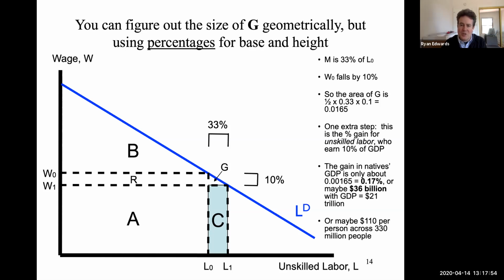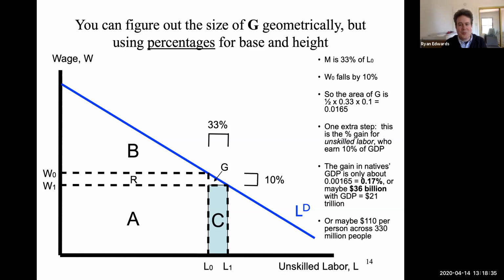And so we're talking about something that might be about $36 billion. And on a per capita basis, that's not particularly large. So that's the net gain in natives' GDP. That's this little triangle G. And we're talking about maybe 110 bucks per person. Now, today, obviously, having an extra 110 bucks, not bad. Keep in mind that this fiscal stimulus package is attempting to give something like 1,000 or up to 1,500 plus additional credits for children or something like that to households, which is another order of magnitude bigger than that. So this is not a large number.